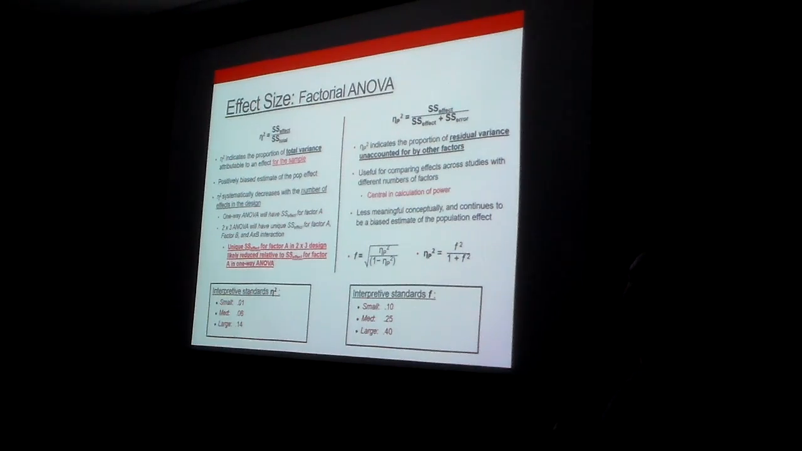So, John, you are hiding back there. I figured I'd pick on you. What's the difference? The numerator is the same in my eta squared and my partial eta squared. What's the difference going on in the denominator here? Instead of total, you have effect and error.